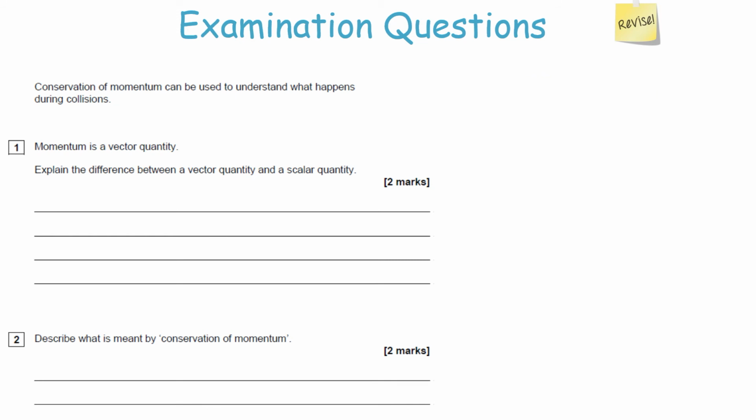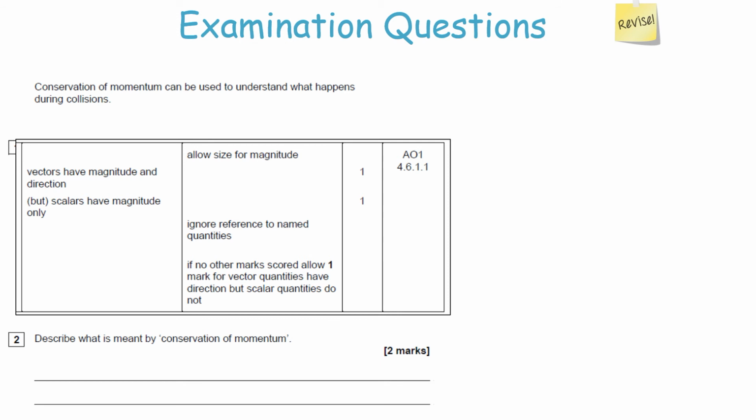So, how do you answer this first question? Well, again, it's about defining vectors and scalars. So what's the definition of a vector? What's the definition of a scalar? These are definitions you've just got to know. So vectors have a magnitude or a size and a direction, but scalars only have a magnitude.